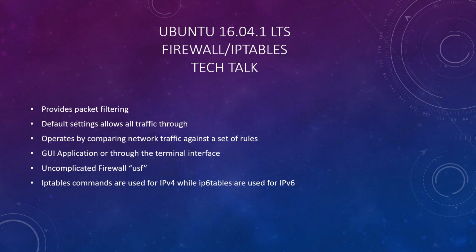Uncomplicated Firewall, UFW, is Ubuntu's default firewall tool, and it's put into place to ease the IP tables configuration. Commands that are used for IPv4 are on IP tables, while ip6tables is used for IPv6. These commands from one will not impact the rules from the other version, between IPv4 and 6. My apologies, that's a tongue twister.